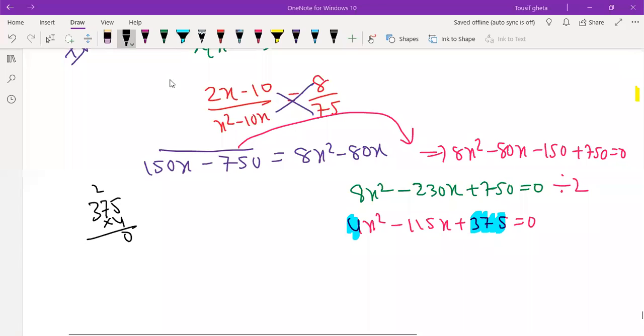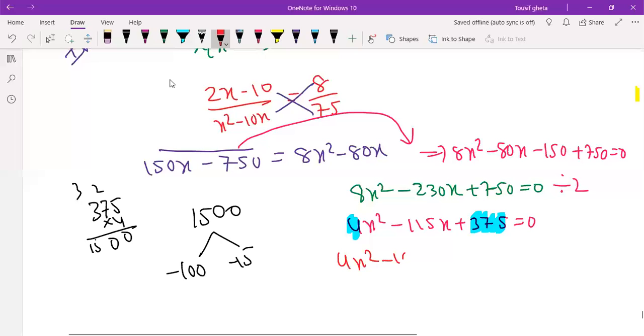1,500 is there. Take 100 into 15. That is 100 minus 15, you take, you will get the answer. 4x square minus 100x. Okay. Sharnu, this is getting recorded, don't worry. This is common.